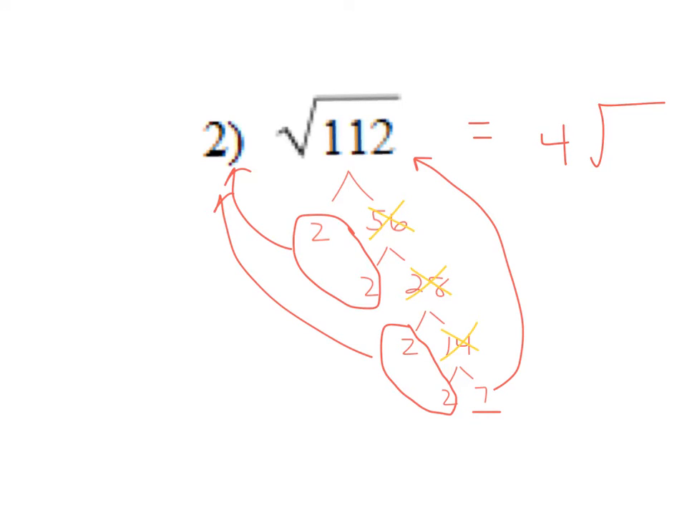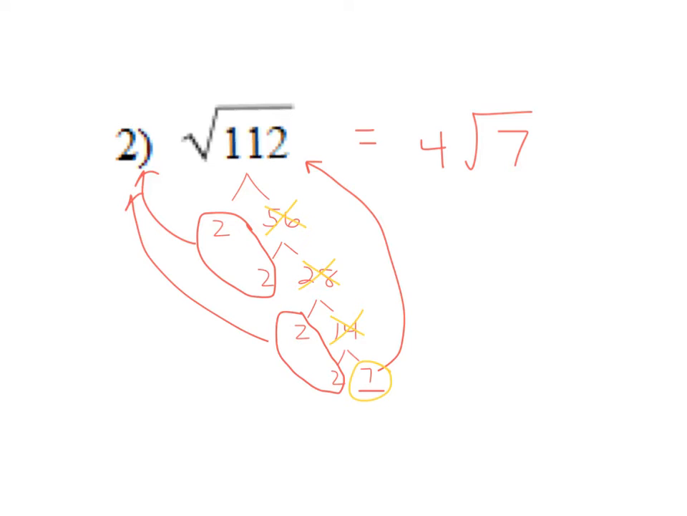And then I have this poor little guy right here, this 7. He's stuck on the inside, so I put the 7 on the inside. Okay, so the square root of 112 is equal to 4 radical 7, okay? Now, please understand that these are exact answers, okay?